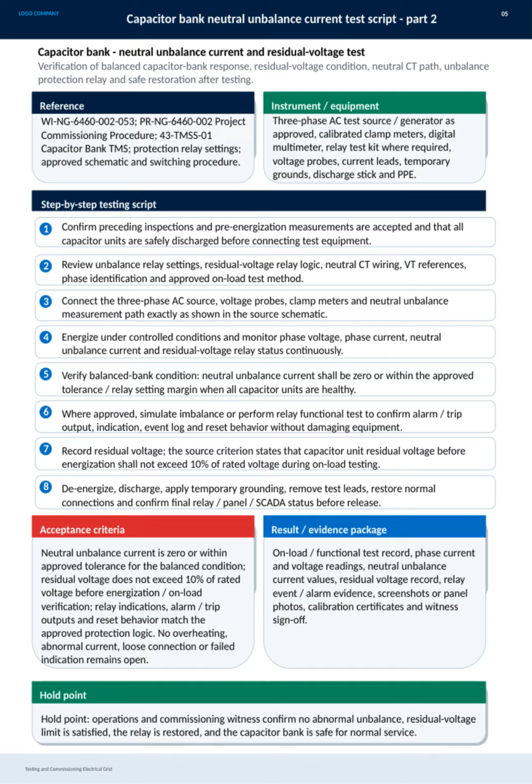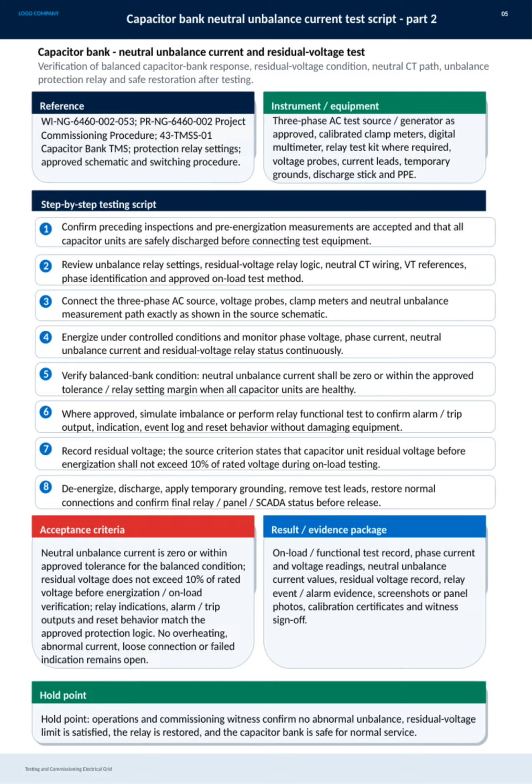Then we review the unbalance relay settings, the logic for residual voltage relay, neutral CT wiring, voltage transformer references, phase identification, and the approved on-load test method. Next, it's essential to connect the three-phase AC source and all measuring instruments exactly as shown in the schematic. We energize the system under controlled conditions while continuously monitoring phase voltage, phase current, neutral unbalance current, and relay status. The balanced bank condition requires that the neutral unbalance current is 0 or within the approved tolerance.